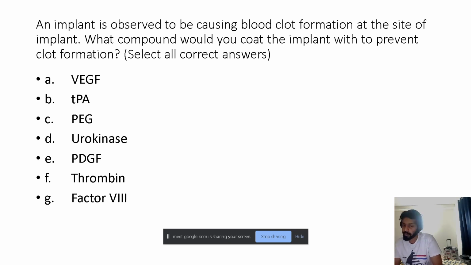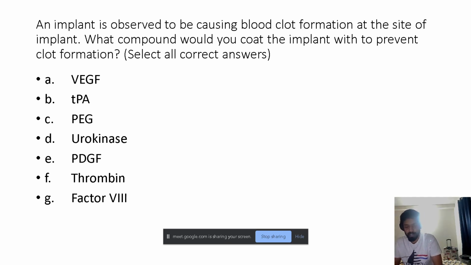Okay, you do not want blood clot formation to occur, right? So that will immediately rule out factor VIII and thrombin, because they are heavily involved in the initiation of blood clot formation. So those might not be the correct options, which leaves us with VEGF, TPA, PEG, and urokinase. PEG is not something that's known to prevent blood clot formation, so that will rule out PEG as well.